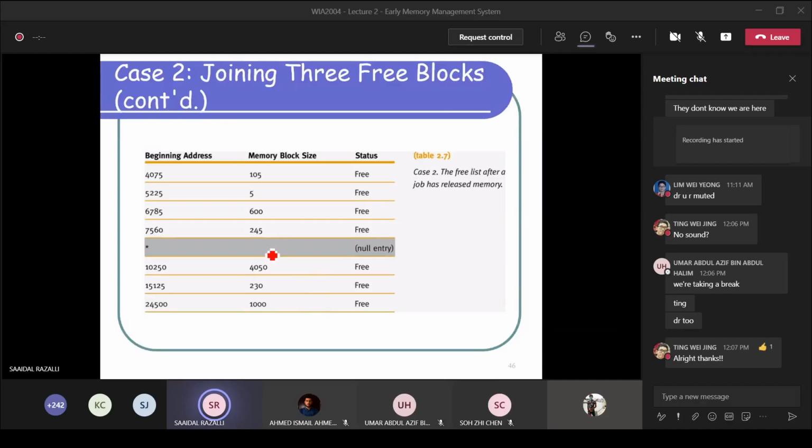So what you do here, you put just a null entry without the starting and ending address. This is just a null entry. So starting from 7560, you combine all these three, 20 plus 20 plus 205. So you get 245 with a starting address at 7560, the beginning address. Joining 3 free blocks.